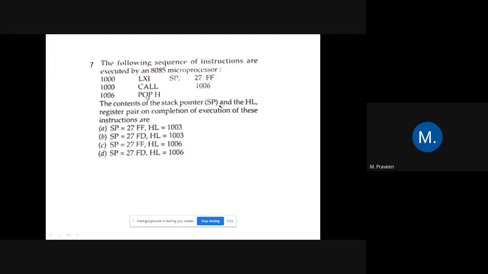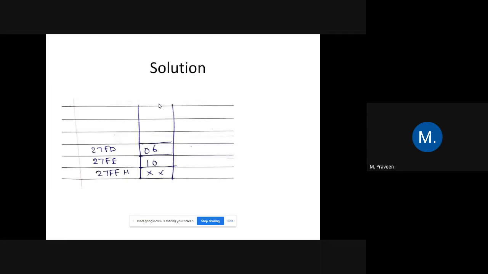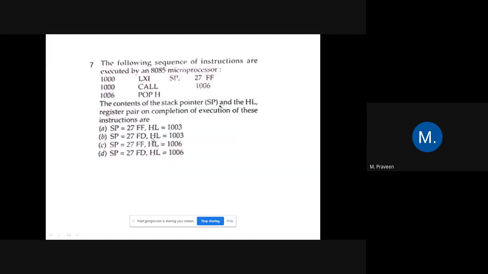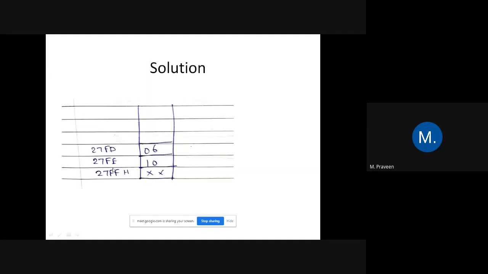Okay, so what POP H will do is move the data from the stack pointer to the HL pair. Now the current address of the stack pointer is 27FD. So now what will happen is this 1006: the 06 will be moved to L and 10 will be moved to H. So after popping the value to HL, the address of the stack pointer will be 27FE.